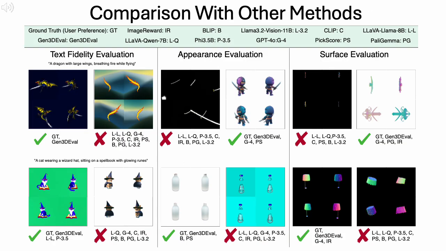Here, we showcase a few qualitative examples of where Gen3DEval aligns with human preference data compared with other methods. We compared our method with evaluation metrics such as CLIP, image reward, and pick score, as well as other vision-based large language models such as GPT-4o, LLaVA Llama 8b, PaliGemma, etc.